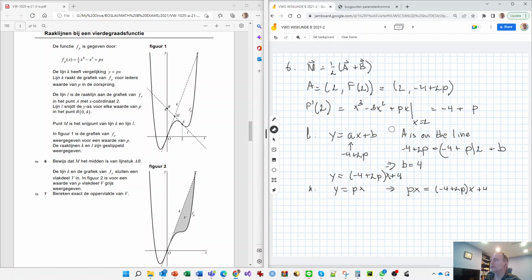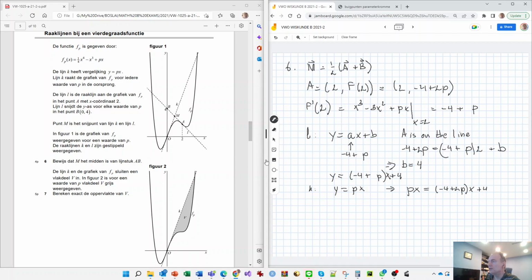Sorry. Because of that early mistake, I repeated that mistake. The slope was minus 4 plus p. So that's, again, because the line L is given by this expression with the slope minus 4 plus p. And I substituted point A in it, found that b is 4, and I found that B is also on the line, and I'm intersecting it with line K.